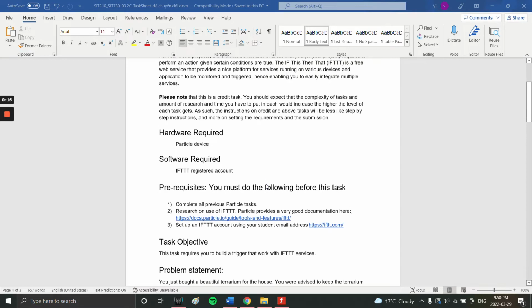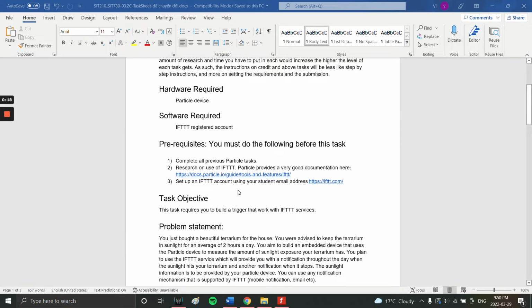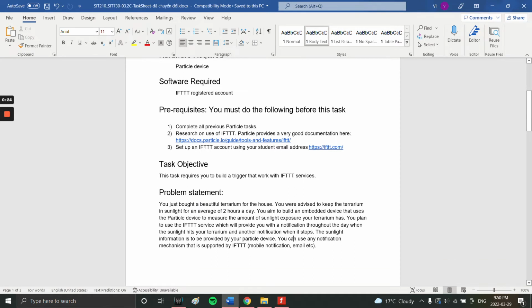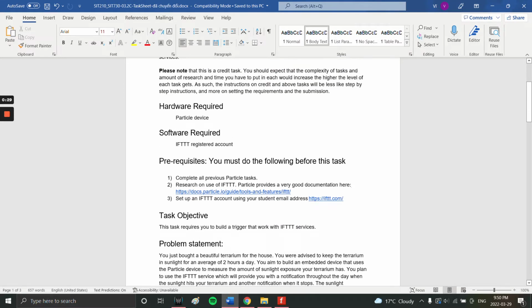The purpose of this task is to solve the problem of a terrarium for the house, which uses the IFTTT service and a Particle Argon.